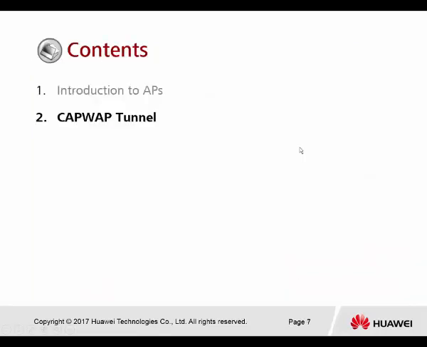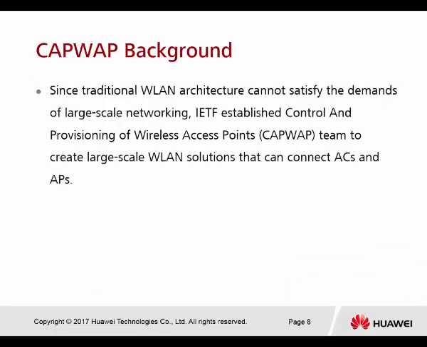CAPWAP tunnel. Since traditional WLAN architecture cannot satisfy the demand of large-scale networking, the IETF established Control And Provisioning of Wireless Access Points, for short we call it CAPWAP. This is the name of the protocol. The IETF created a team to build a large-scale WLAN solution that can connect the AC and the AP. This is the protocol used between the controller and the access point.